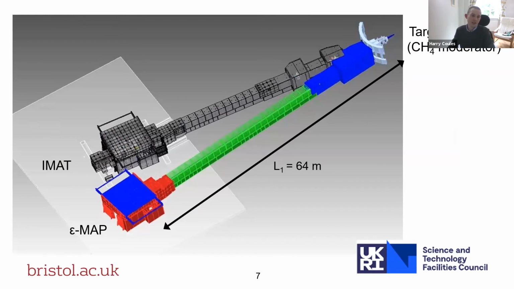So here's the situation of EMAP. The idea is to put it next to IMAP on target station 2. It's got this 64-meter long beam guide away from the moderator. It will have choppers similar to ENGIN-X.